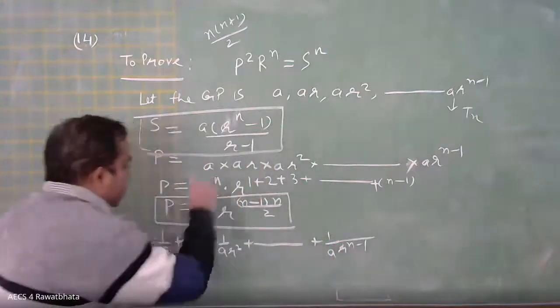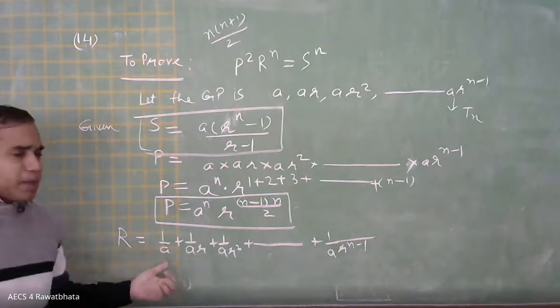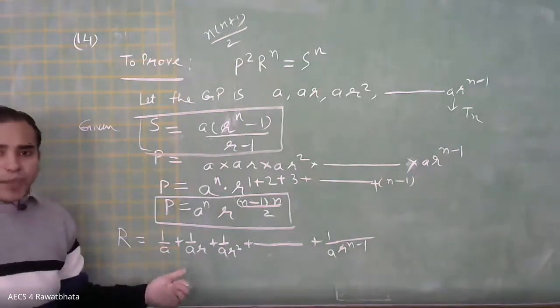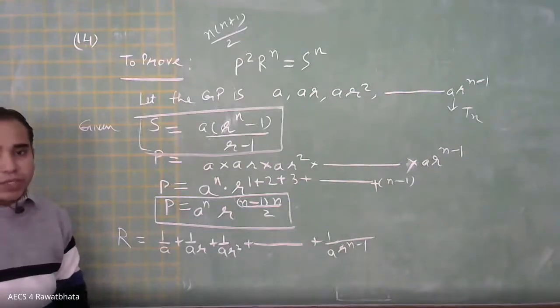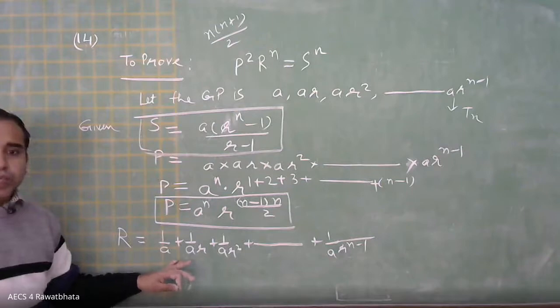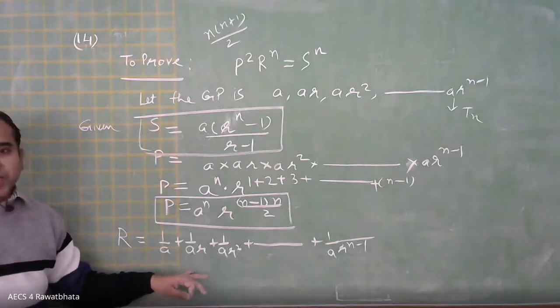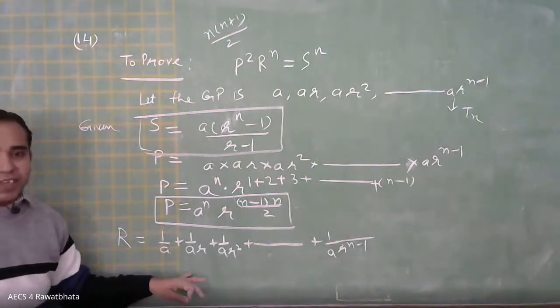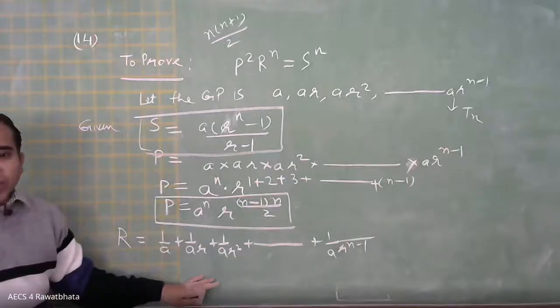And if you see, this is also a GP. This series is a geometric progression whose first term is 1 upon a, and the common ratio is what? What is the common ratio here, students? What is the common ratio, students? 1 by r. 1 by r.